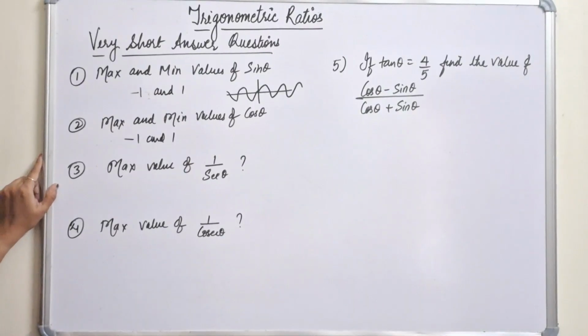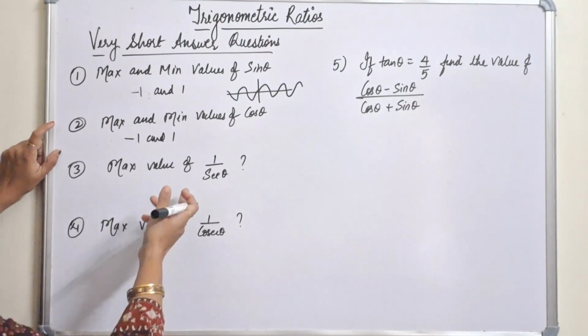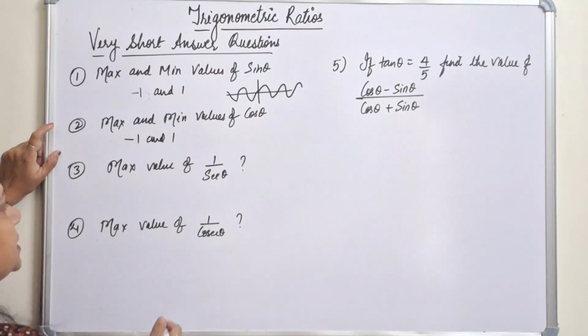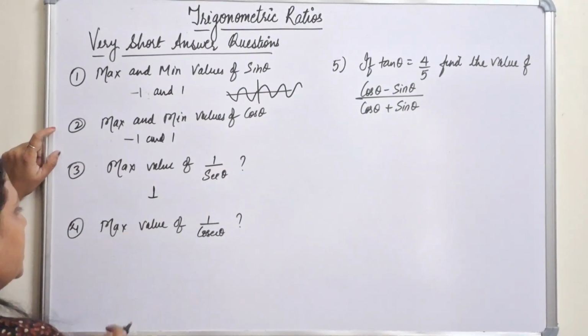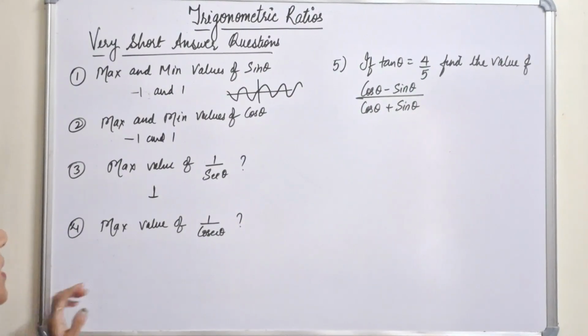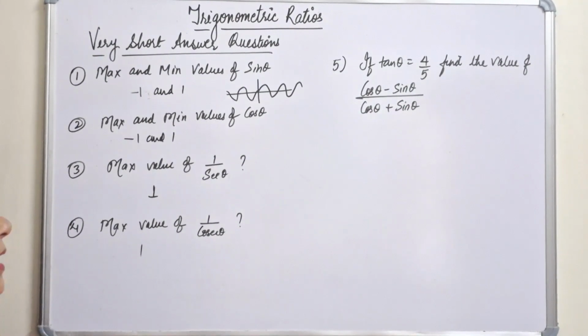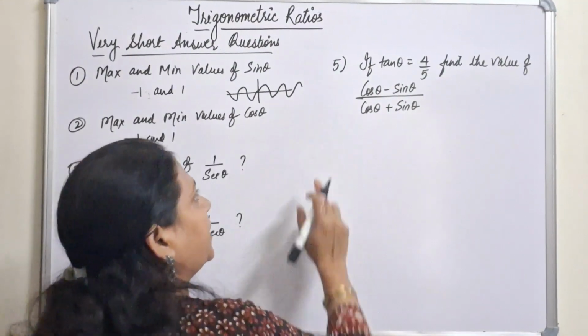Third question, maximum value of 1 upon sec theta. 1 upon sec theta is equal to cos theta. So the maximum value of cos theta will be the maximum value of 1 upon sec theta. So that is 1. Similarly, maximum value of 1 upon cosecant theta, it is sin theta. So maximum value is again 1.